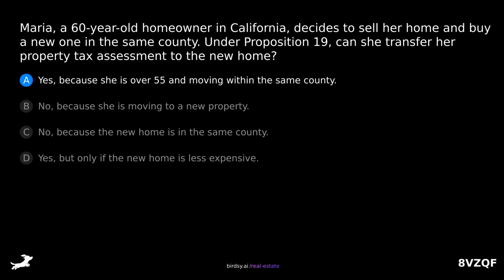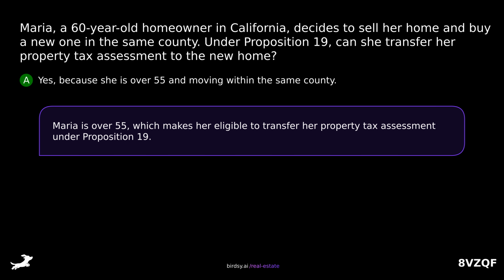Is it A, yes, because she is over 55 and moving within the same county? B, no, because she is moving to a new property? C, no, because the new home is in the same county? Or D, yes, but only if the new home is less expensive? The answer is A, yes, because she is over 55 and moving within the same county. Maria is over 55, which makes her eligible to transfer her property tax assessment under Proposition 19.